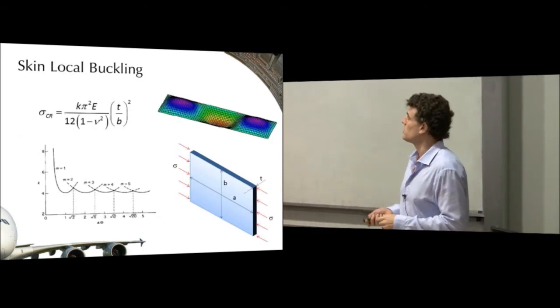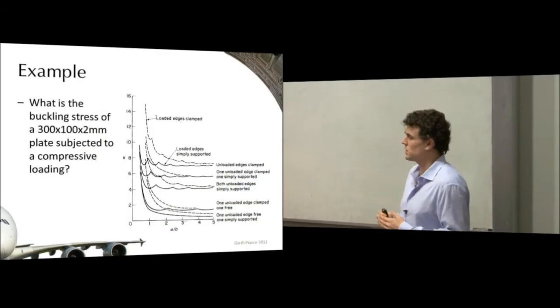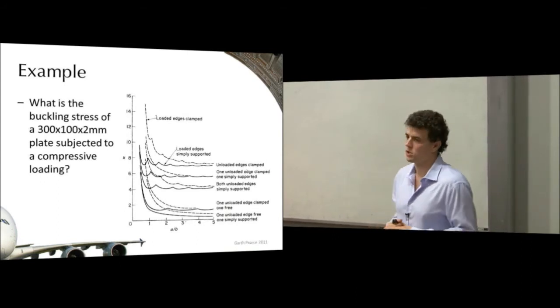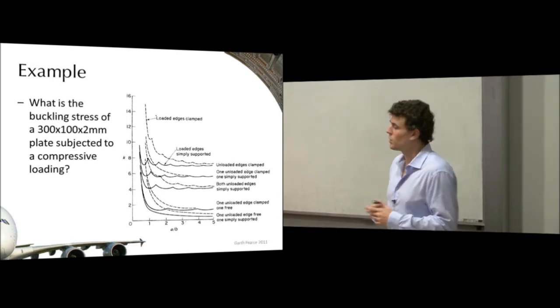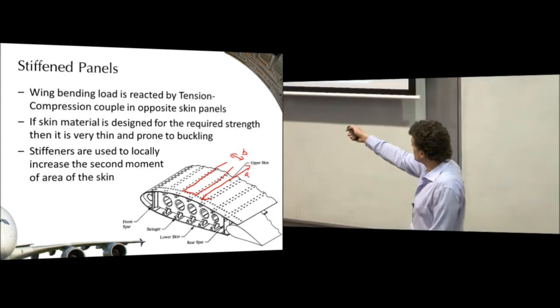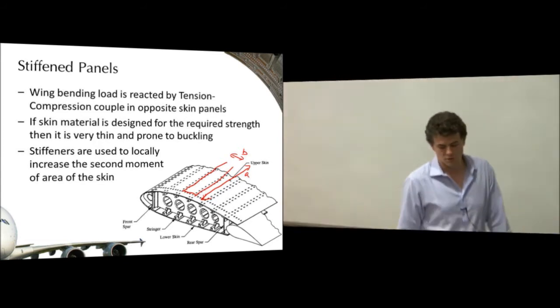And so it's fairly simple. We did an example last week, so I won't bother going through it, but you can test yourself again if you want to. Buckling stress of a 300 by 100 by 2 plate subjected to a compressive loading. If you see a question that says the stiffener spacing is 100 millimeters and the rib spacing is 300 millimeters, then you can sub it into this question here. Remember that the compressive loads are generally applied in the direction of the stringers. So B is always the distance between the stringers, and A is always the distance between the ribs.